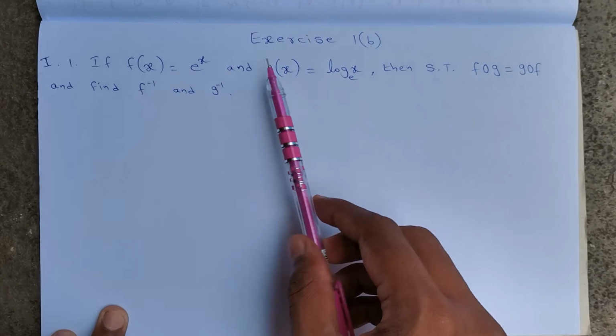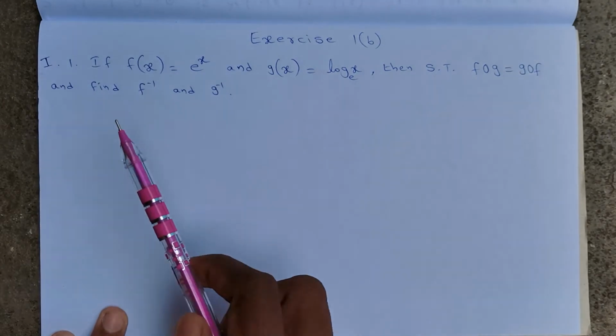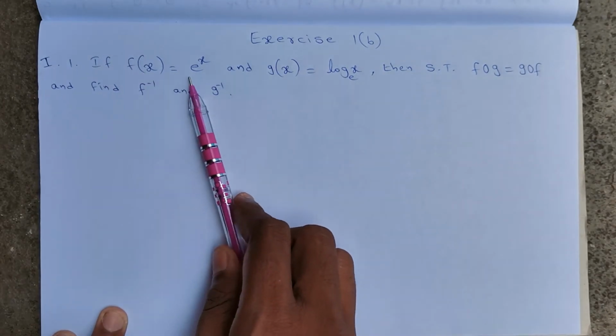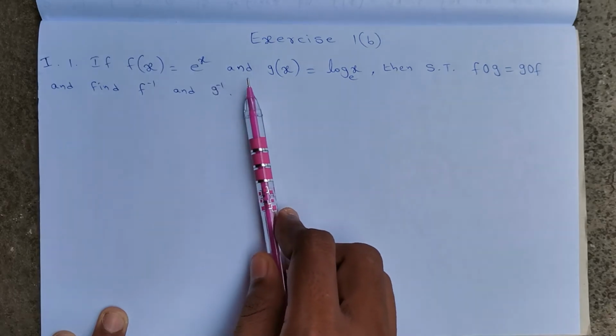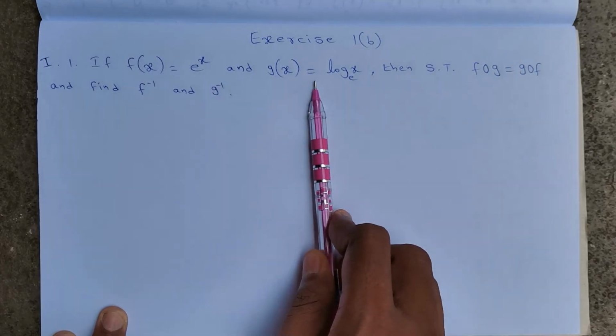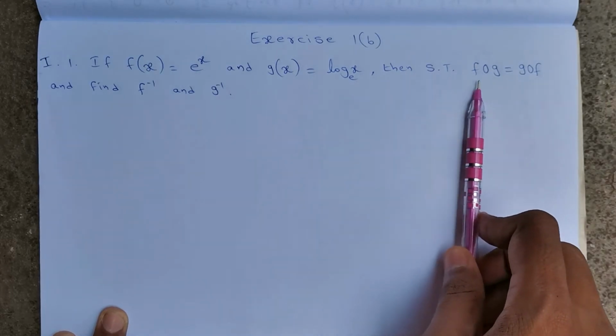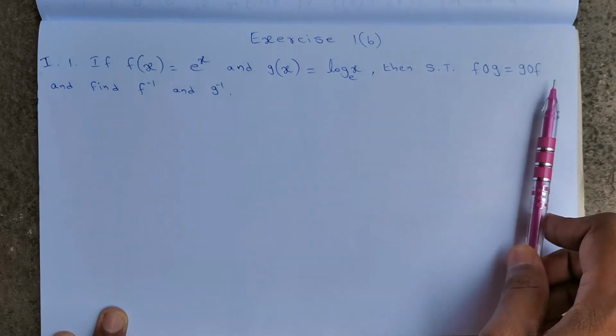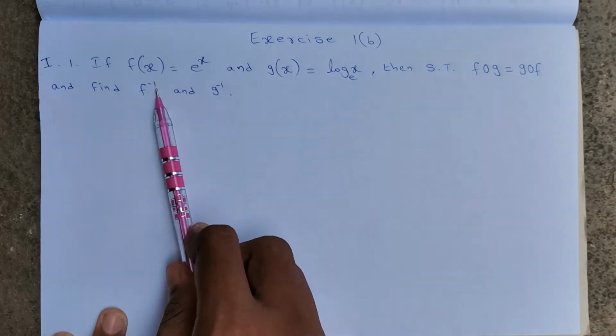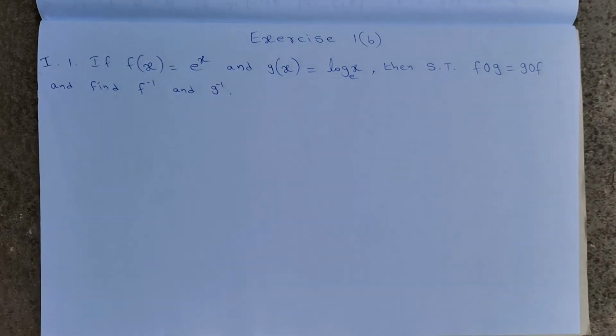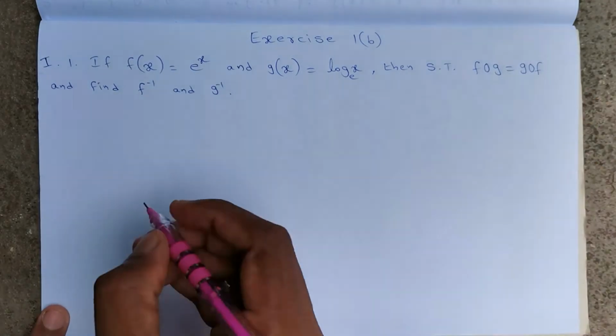Okay, next is 1 of B. The first question is, if f of x is equal to e power x and g of x is equal to log x base e, then show that f of g is equal to g of f and find f inverse and g inverse. So first let us show f of g is equal to g of f.